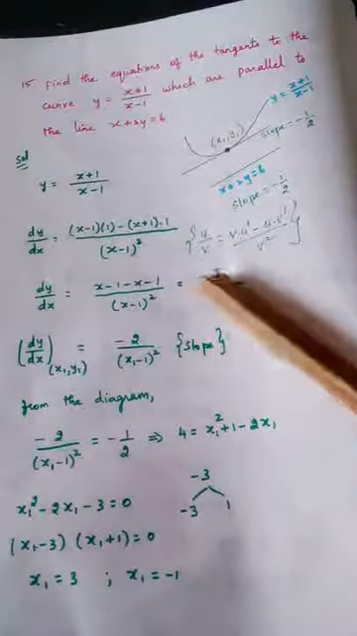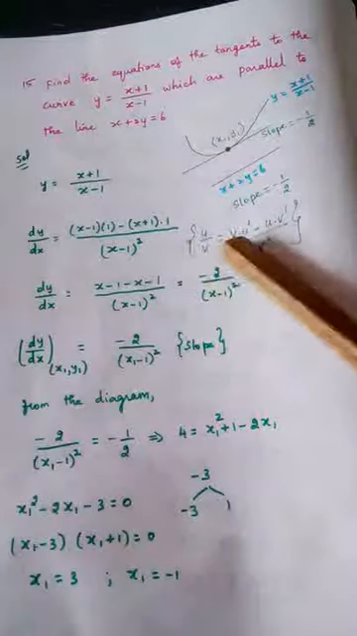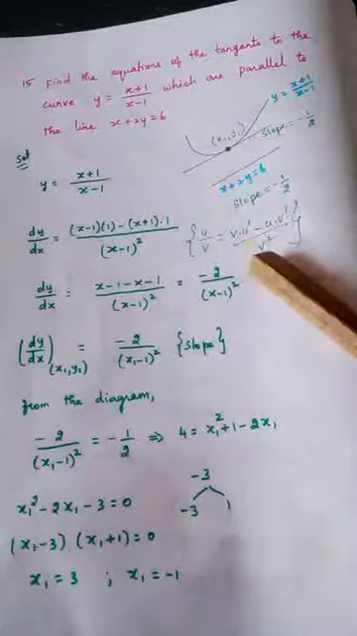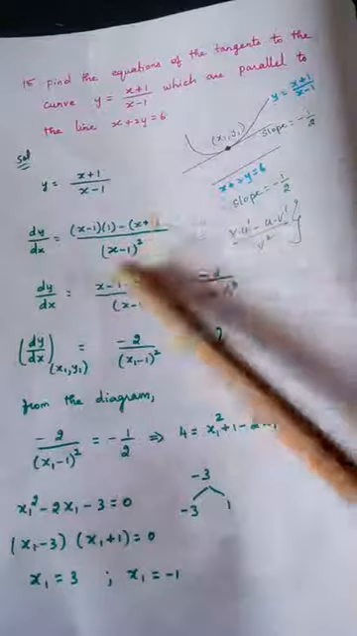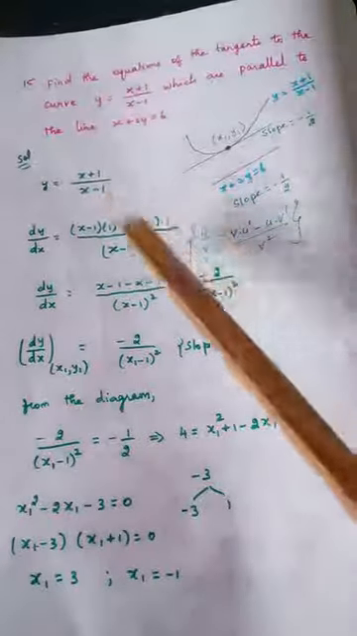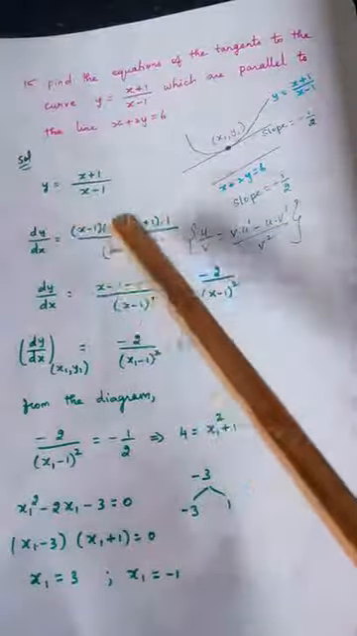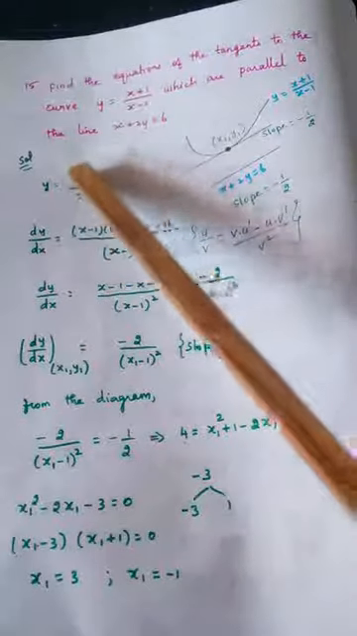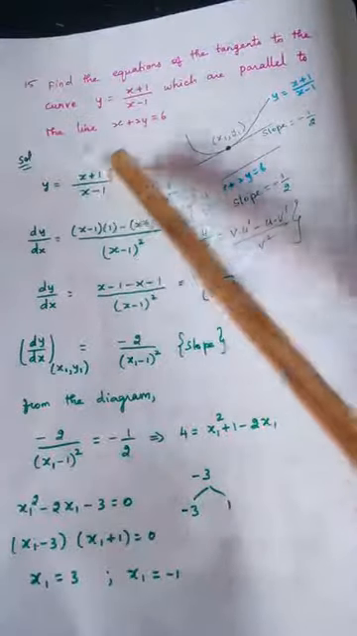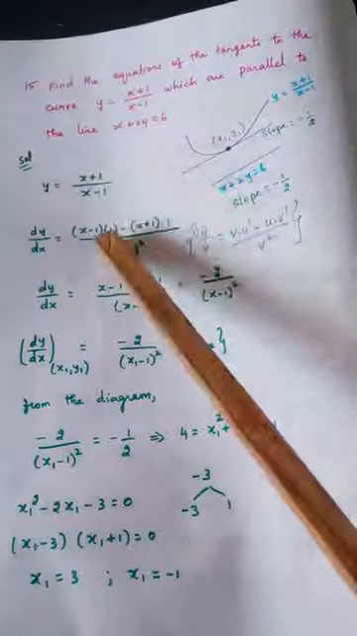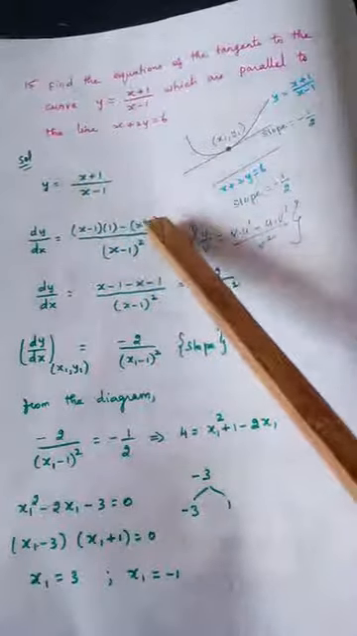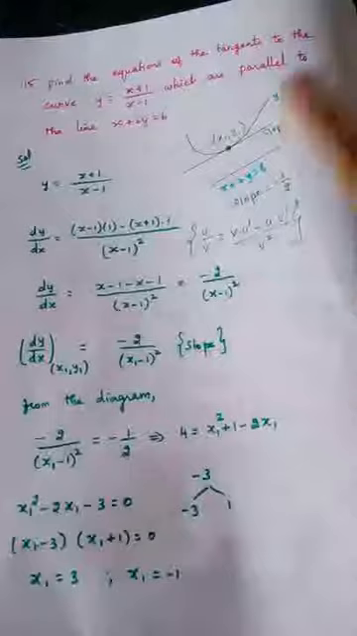Quotient rule for differentiation: u by v, v into u dash minus u into v dash by v square. Same formula you apply here. So v square means denominator square. This is v, this is u dash. U dash means differentiate numerator. Differentiation of x is 1, 1 is 0. So only 1 comes, minus u into v dash by v square.